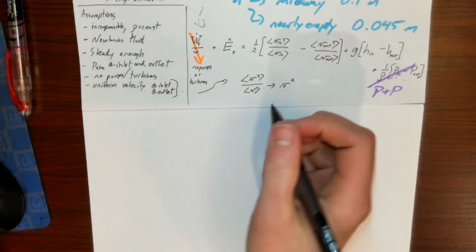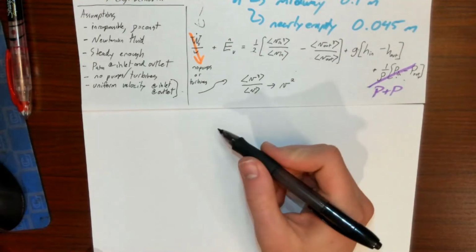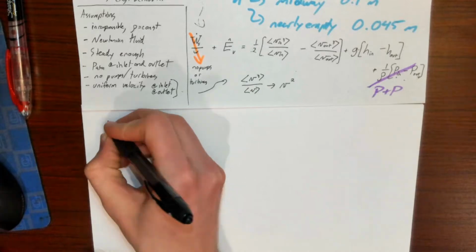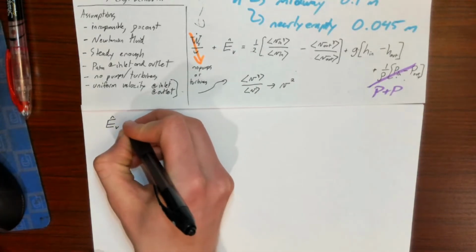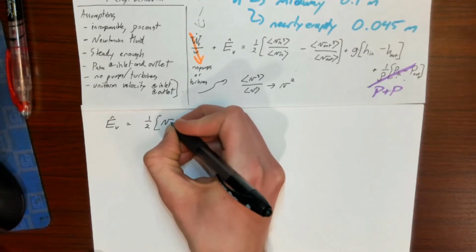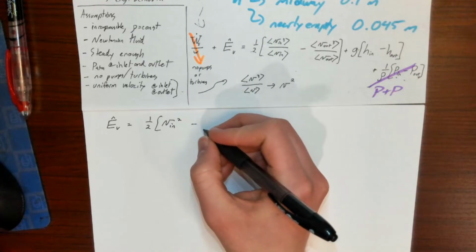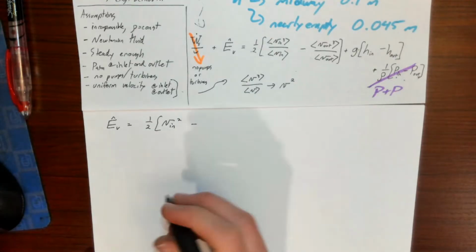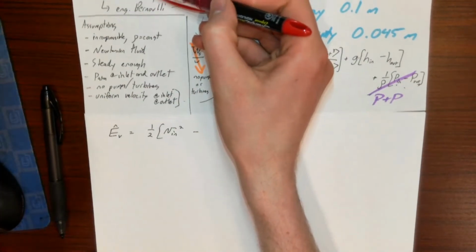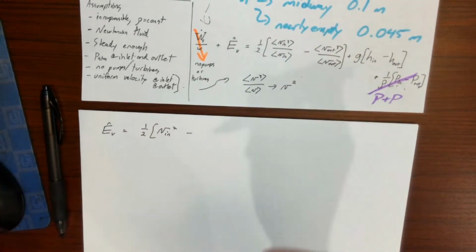So let's keep what we have kept, and square some more stuff away. We have our viscous loss term, and that's basically equal to 1/2 v in squared minus v out squared. And of course, the v out is basically what we were looking for right here.